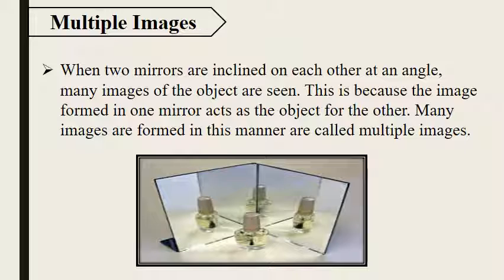we have a nail polish, or we can say nail paint bottle, and you can see a single nail paint in the mirror. Its images are 3 in number. This is because the image formed in one mirror acts as the object for the other. Many images formed in this manner are called multiple images. When we change the angle of these two mirrors, we can see the number of images formed changes.